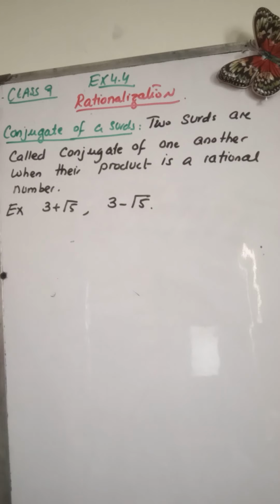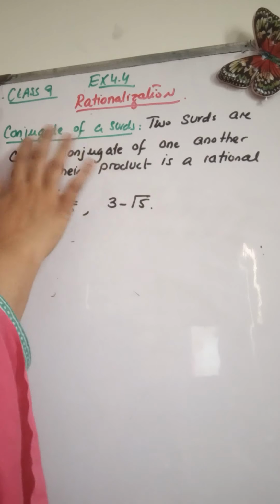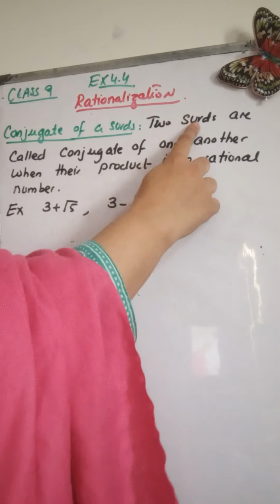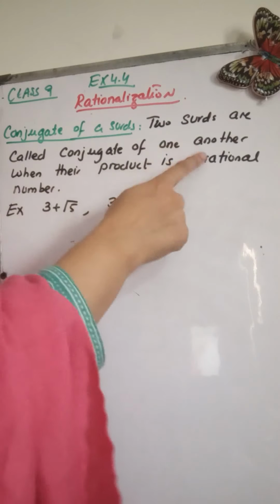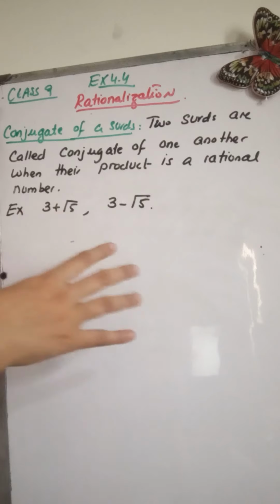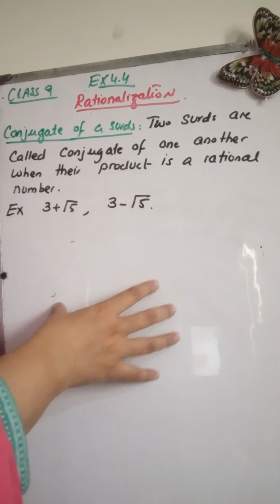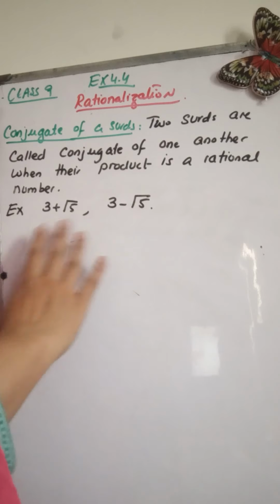Now the next definition is conjugate of surds. How to find the conjugate, and what do we mean by the conjugate of a surd? Two surds are called conjugate of one another when their product is a rational number. So if you have two surds, okay, and their product comes out to be a rational number, then those surds are called conjugate of one another.